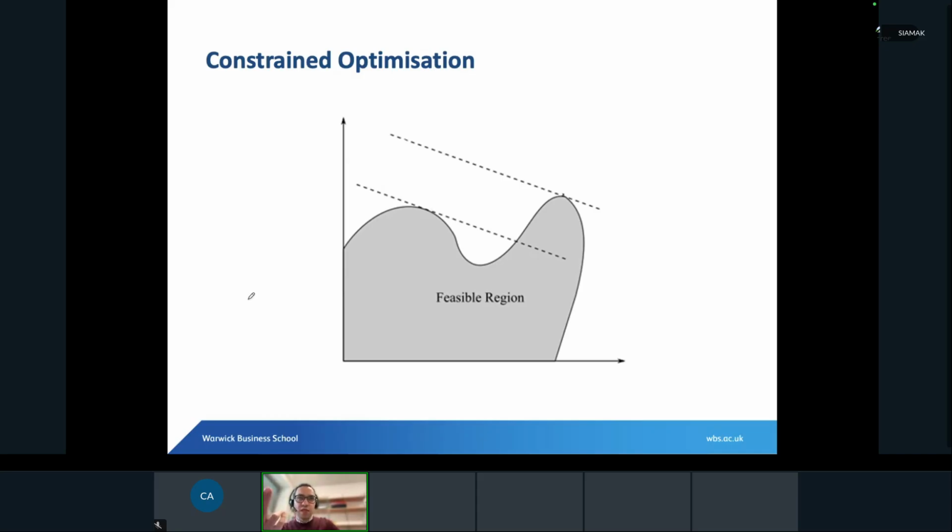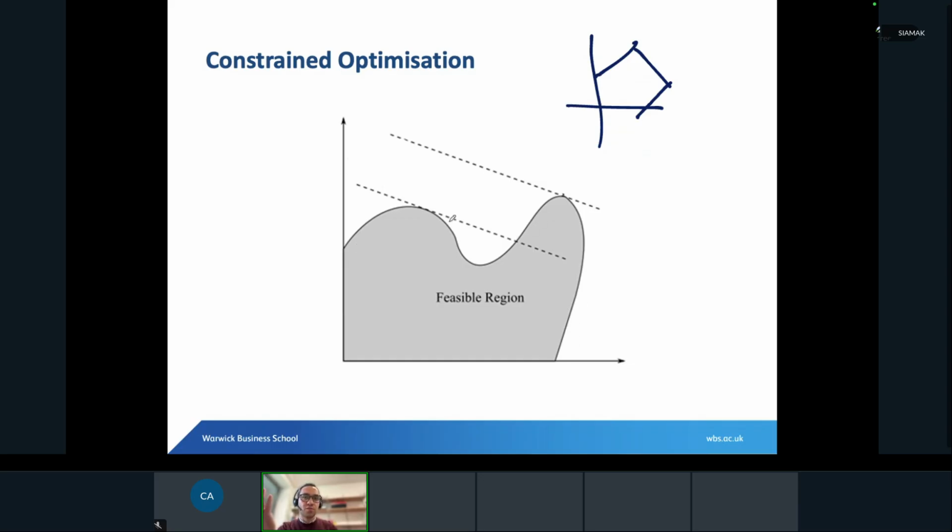And we do the same for here. The only thing is, if it was linear programming, we will have a linear feasible region, which looks like this. But here, because the constraints might not be linear, we may end up with a feasible region which looks like this.